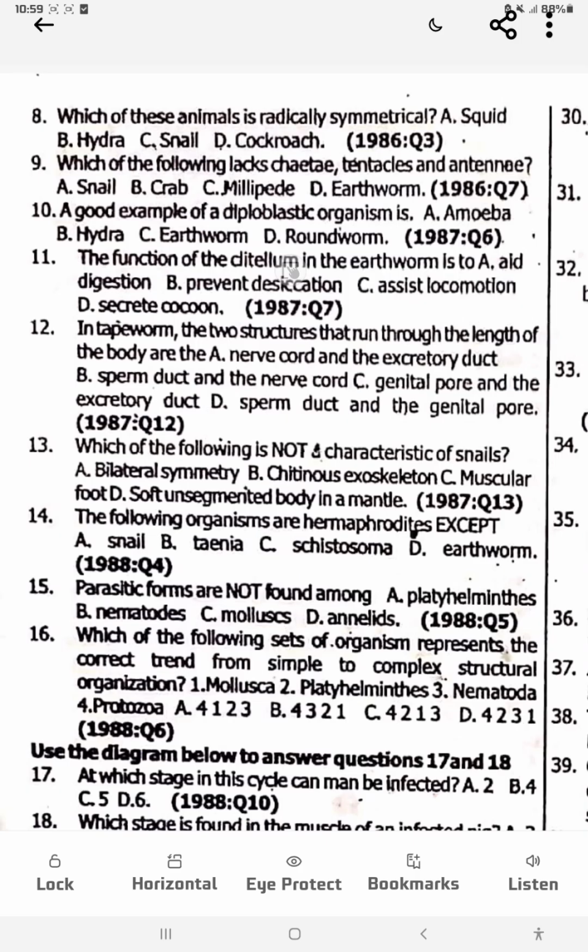Now, they get another one you need to know. Bilaterally symmetrical. Bilateral symmetry.